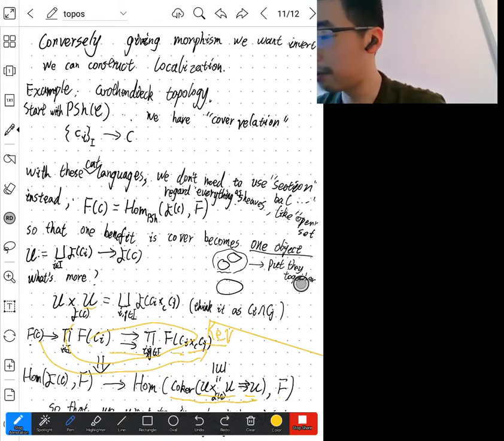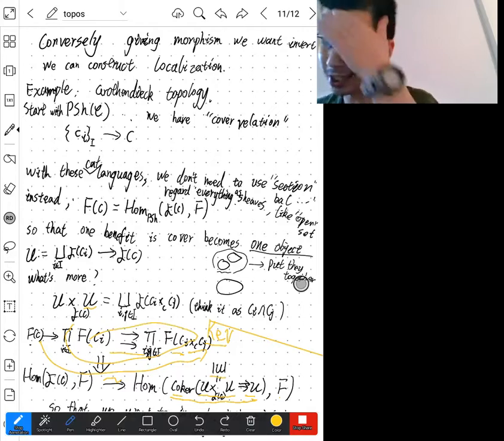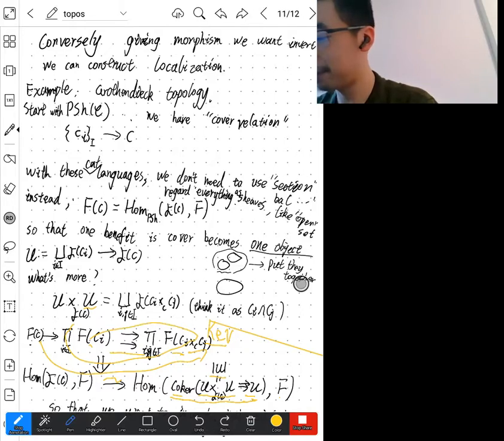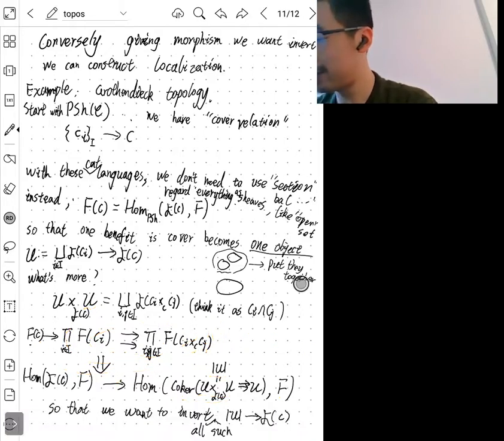So we want to see that this map is an isomorphism. That is the condition of becoming a sheaf. So maybe we denote this coequalizer as, I don't know how to call this, the geometric realization of U. So the condition is that the unit of C, but maybe we hom U.